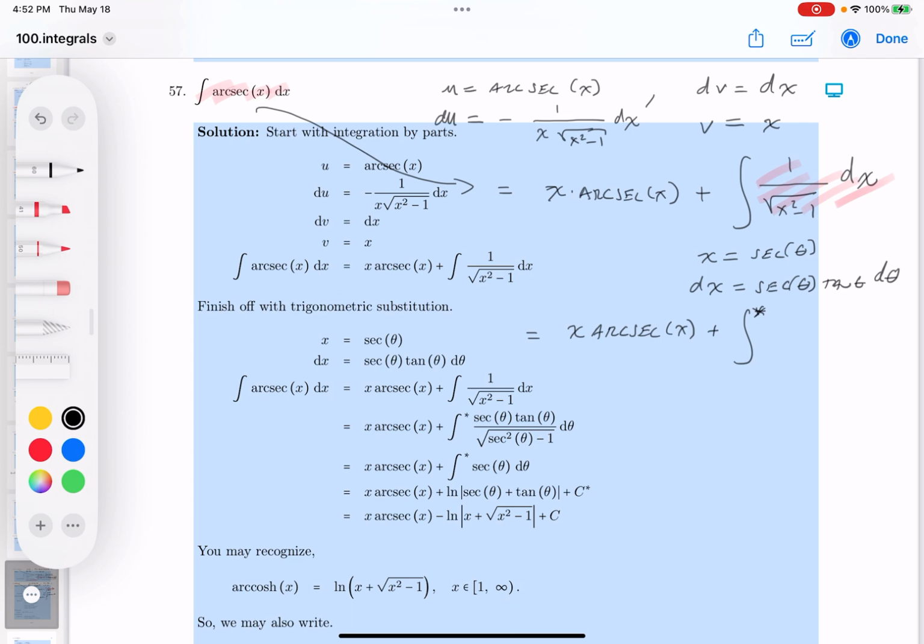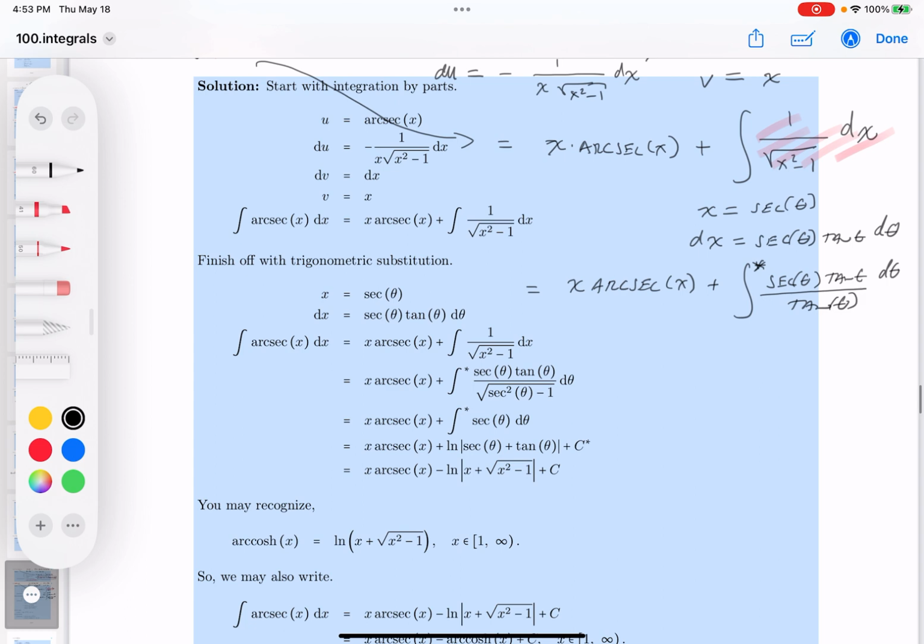You're going to get, let's see, the dx is secant theta tan theta d theta, and the root of that, what's going to be secant squared theta minus 1, which is the tangent squared theta, and in the invertible region, the square root of that is going to be tangent of theta. Not so bad. So what do you get over here? You get x arc secant of x plus, well, it looks like you just get a pretty simple integration now.